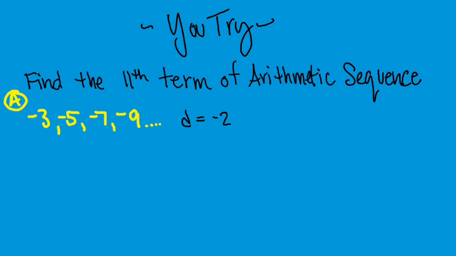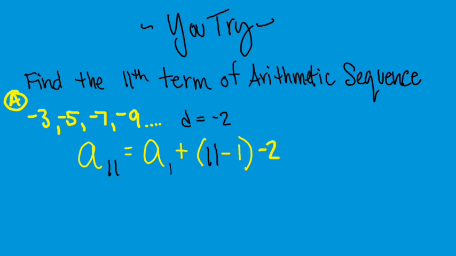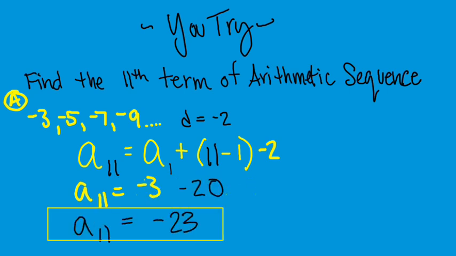Common difference is negative 2, going down by 2 every time. I know the first term, right? Oh, I'm sorry. I'm solving for the 11th term, but I know the first term is negative 3, and I know my common difference is negative 2. And inside my parentheses, 11 minus 1 is 10, and 10 times negative 2 is negative 20, and negative 20 plus negative 3 is negative 23.